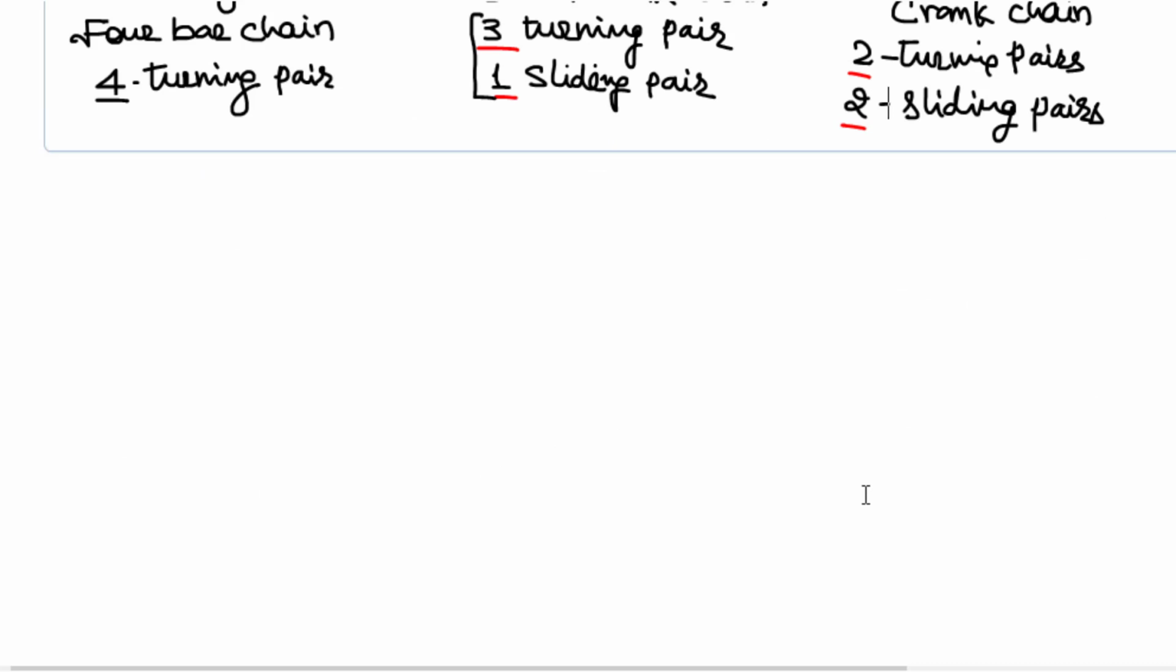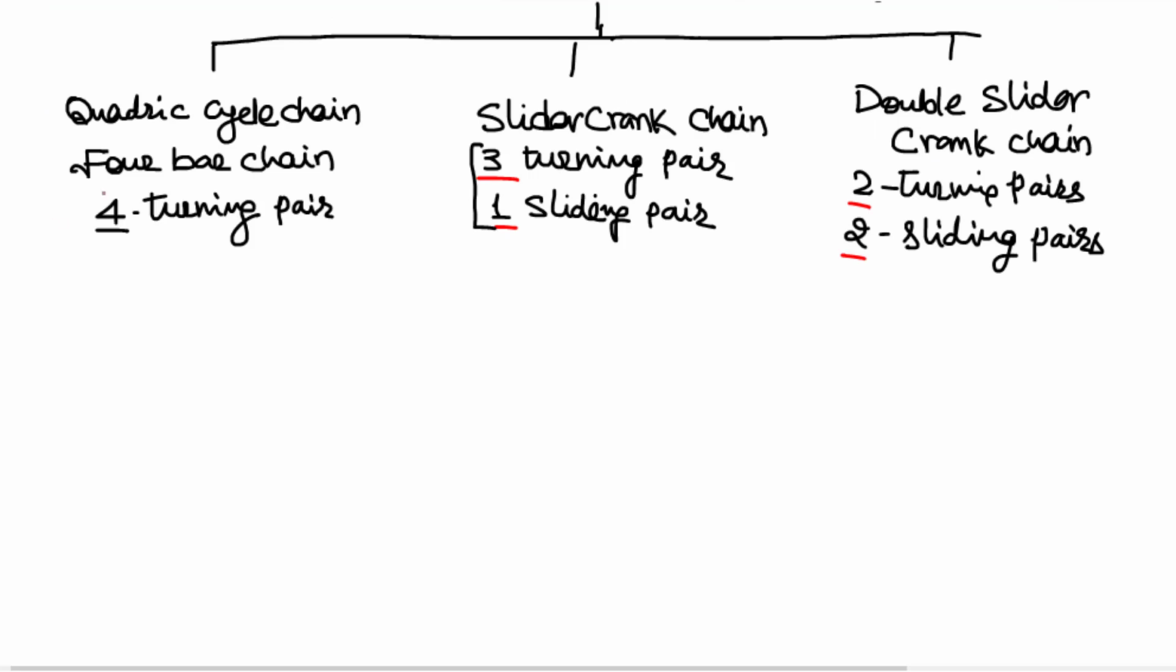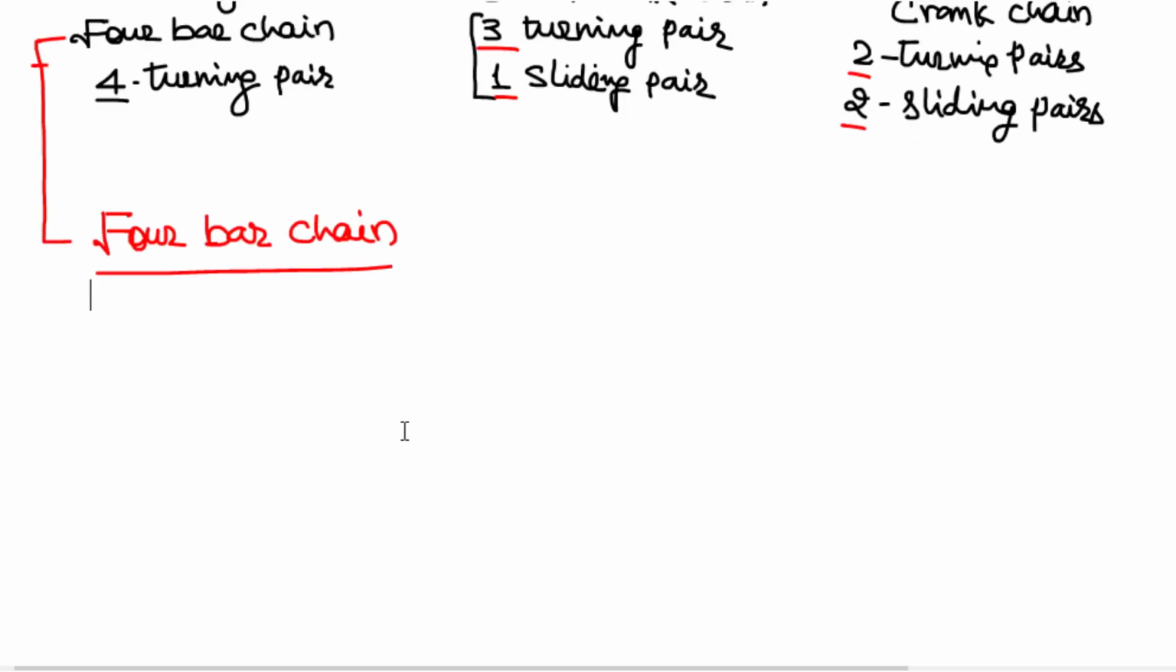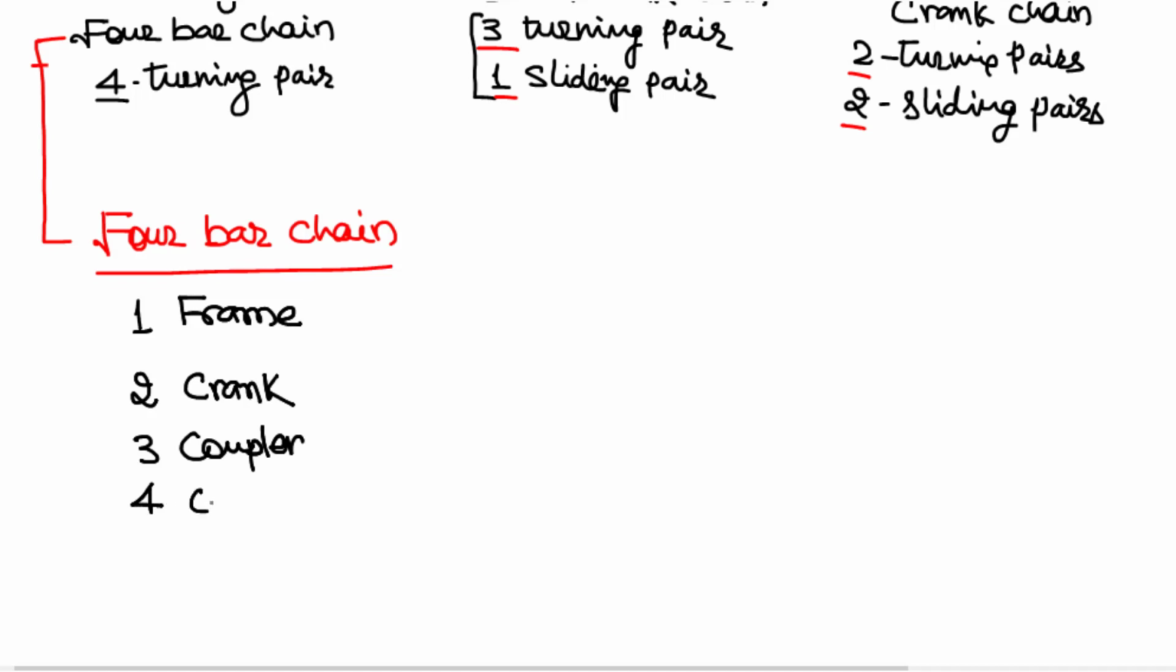Now, in four-bar chain, the basic kinematic chain of four-bar chain has first the frame, second crank, third coupler, and fourth output link.